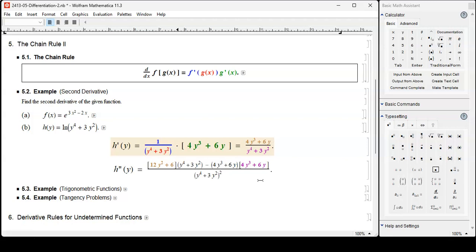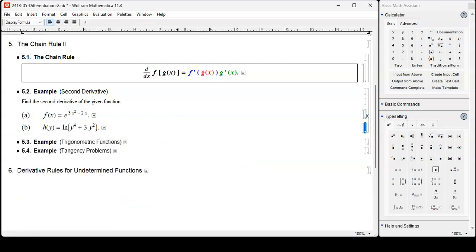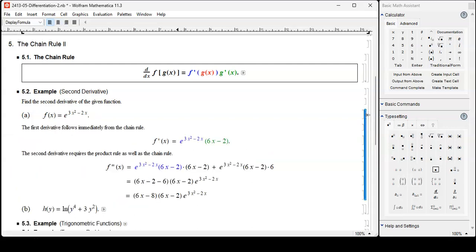So log function turns into a fraction, and then the second derivative turns into a quotient rule. That's pretty typical. Otherwise, second derivative computation typically brings about the product rule because the chain rule gives you a product in the end. So what do we have here? Yes, the same thing.